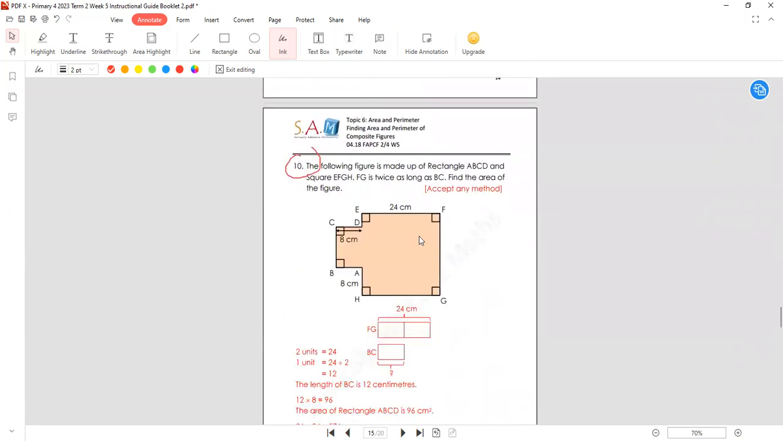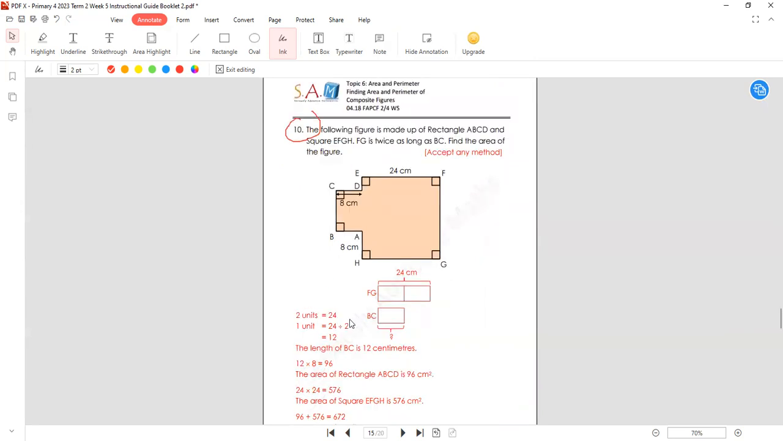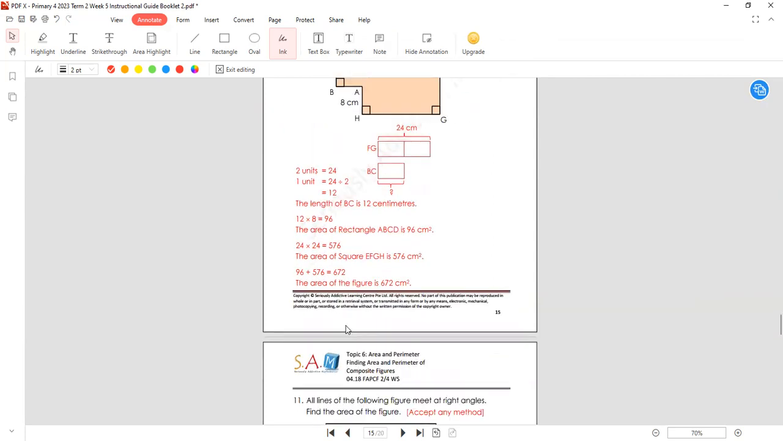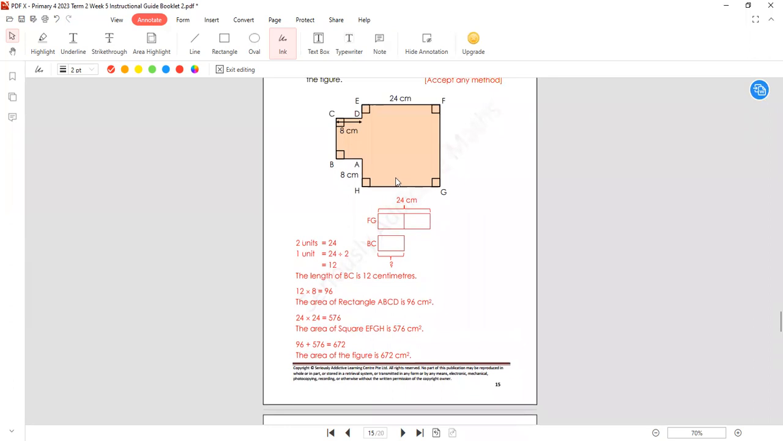Then do question 10 with them, because FG is not given, but it says here that FG is twice as long as BC. So that means they need to find BC first. So what is BC? Oh no, sorry, FG is provided because this is a square, EF. BC is not provided. So if FG is 2 times BC, 2 units is 24. So BC would be equal to half of it, 12 cm. Then after that, they can solve the question.